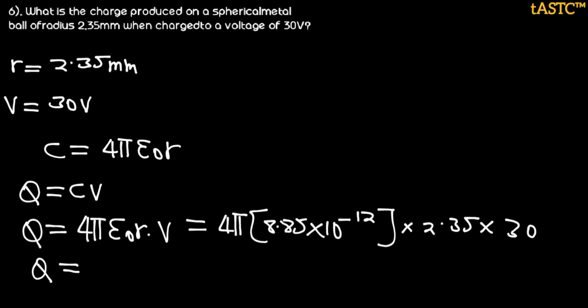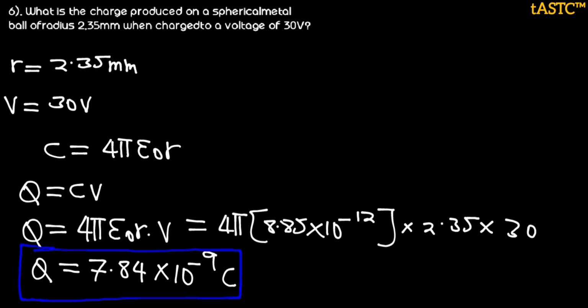So Q is going to be 4 pi multiplied by 8.85 multiplied by 10 to the power of negative 12. And this will be multiplied by 2.35. That will be multiplied by 30. So that is 7.84 multiplied by 10 to the negative 9. So this is going to be the answer.